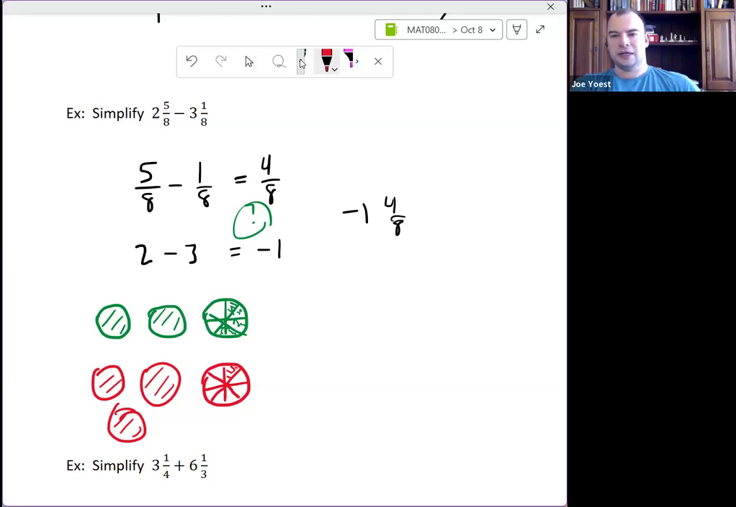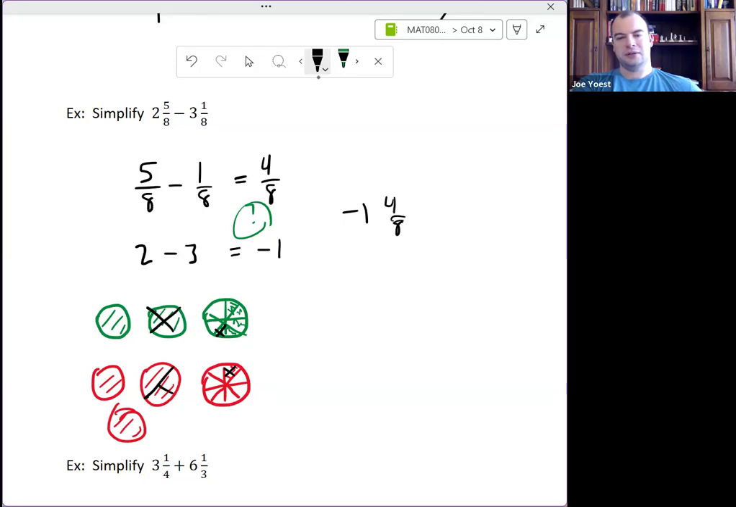Okay, so I can start with the fractional bits. I have 5/8. I can get rid of one of those greens to meet up with one of those red 1/8, and that makes a neutral pair. They annihilate one another, they go away.